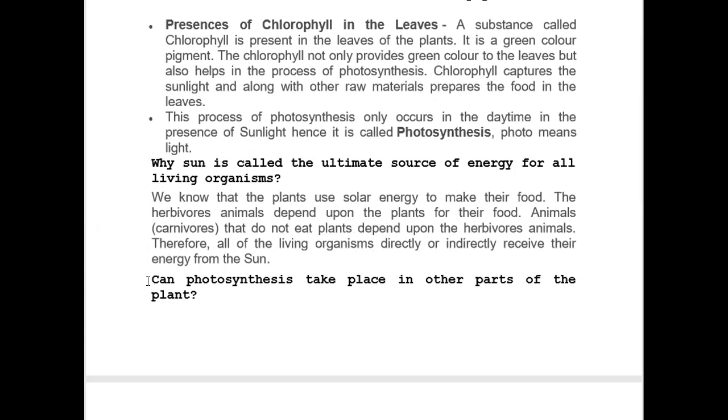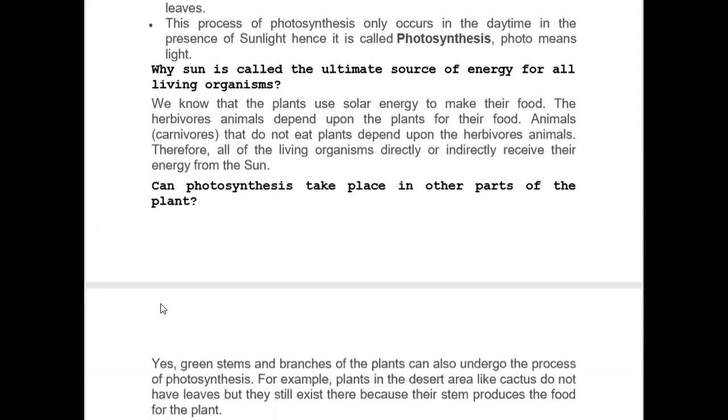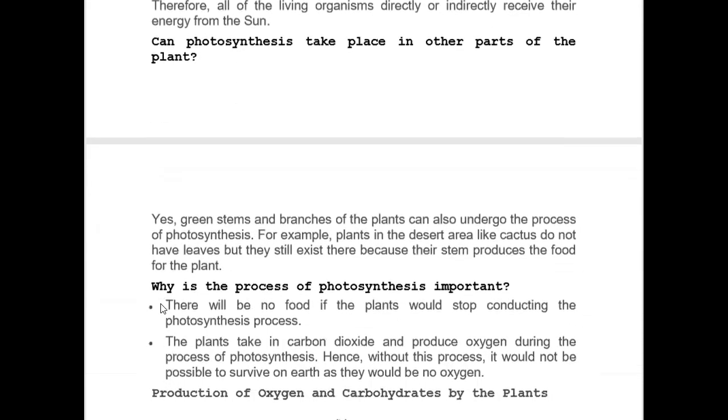Now next question. Can photosynthesis take place in other parts of the plant? Till now, we have studied that photosynthesis takes place in the leaf of a plant. Why? Because the leaf of the plant is green in color. It is green in color due to the presence of chlorophyll, and this chlorophyll captures or traps the sunlight, due to which photosynthesis can occur in the leaf of the plant.